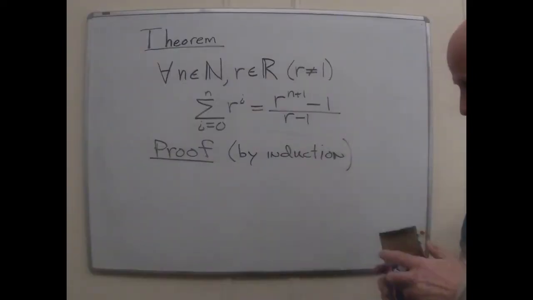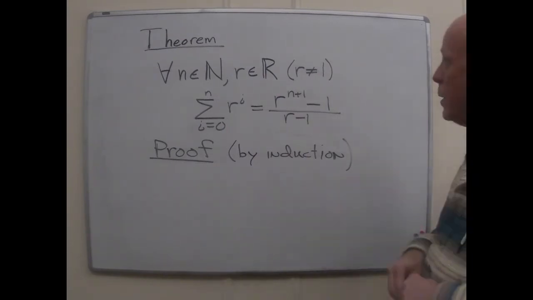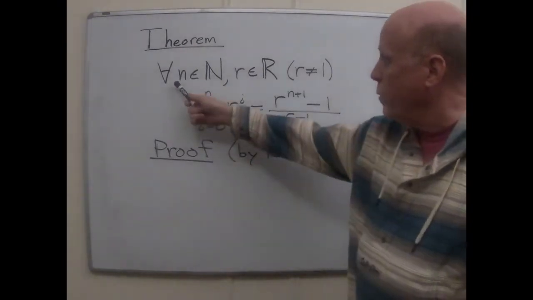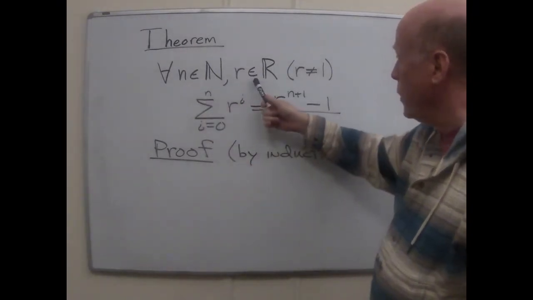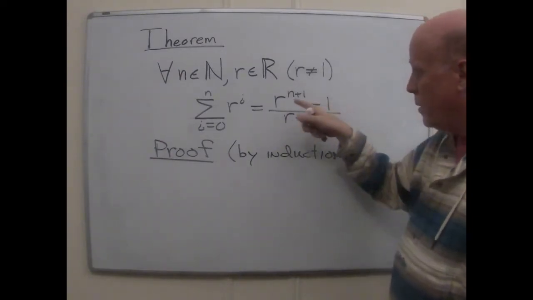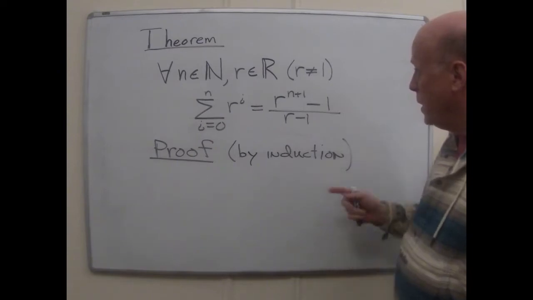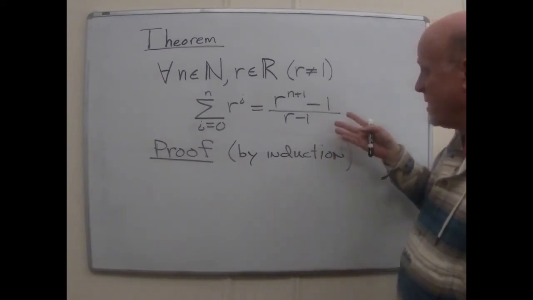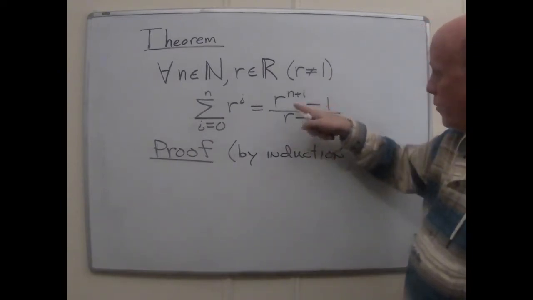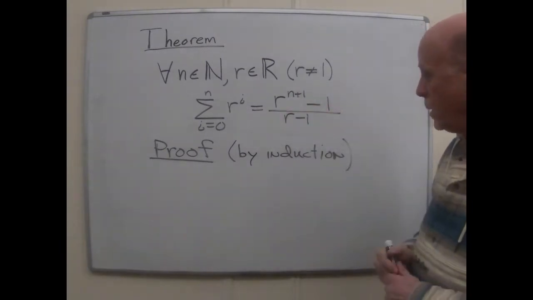So I erased the board, and then I thought, let me write up a nice clean version of the theorem we're trying to prove. It's quantified over all natural numbers and all real numbers except for 1. And if you look at it, the formula we're trying to prove for the sum of the geometric series is nonsensical if r is equal to 1, you end up with 0 over 0. But other than that, this formula holds.